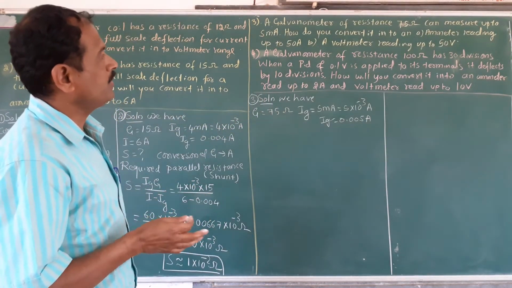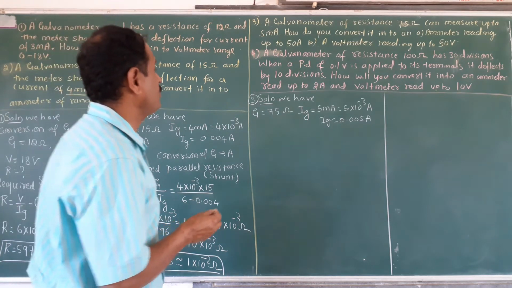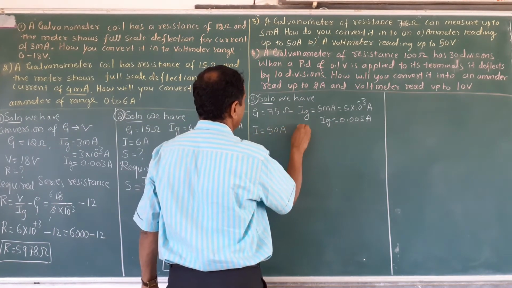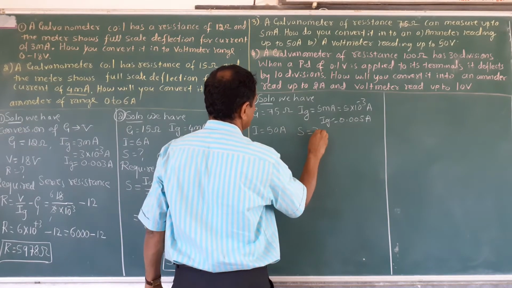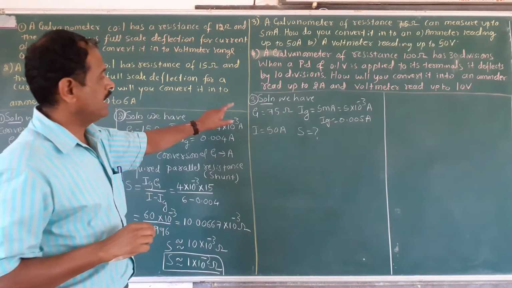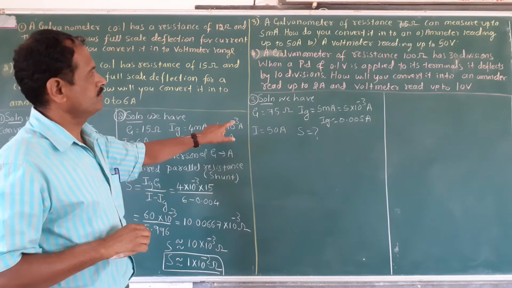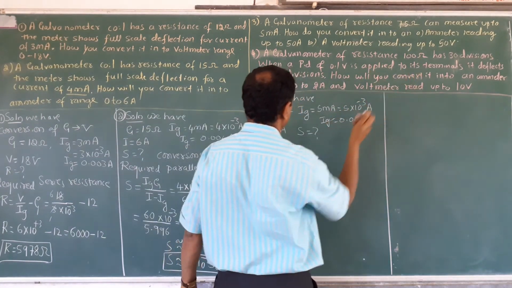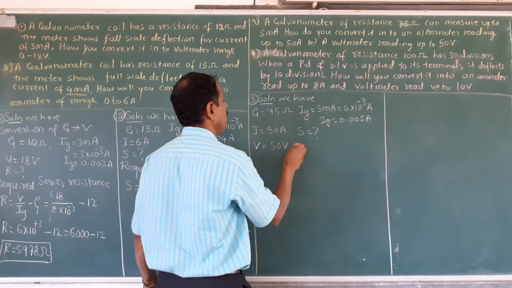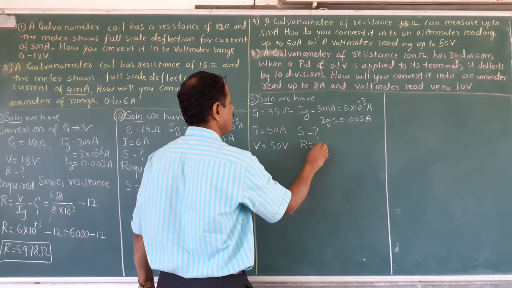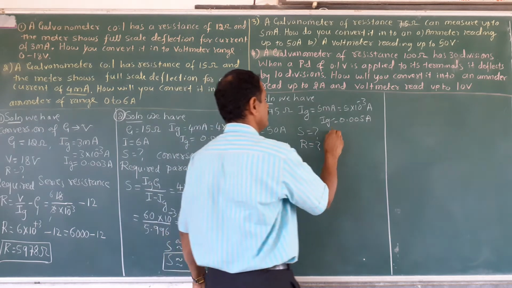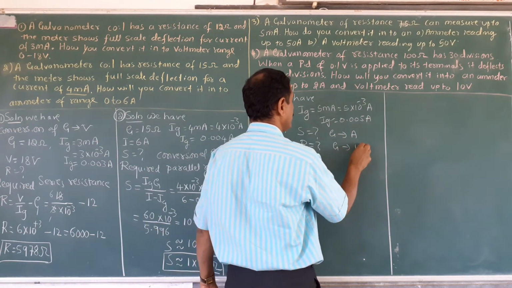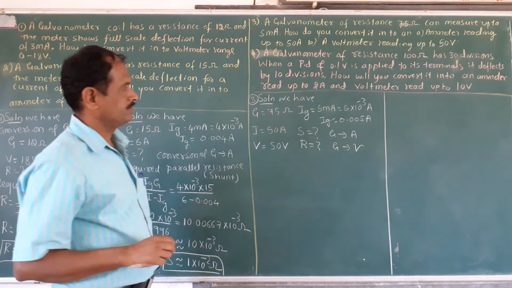How do you convert it into an ammeter reading up to 50 ampere? I is equal to 50 ampere. That is S is question mark. This is for ammeter. Then V is equal to reading up to 50 volt. This is for conversion of galvanometer to ammeter, and this is for conversion of galvanometer to voltmeter.